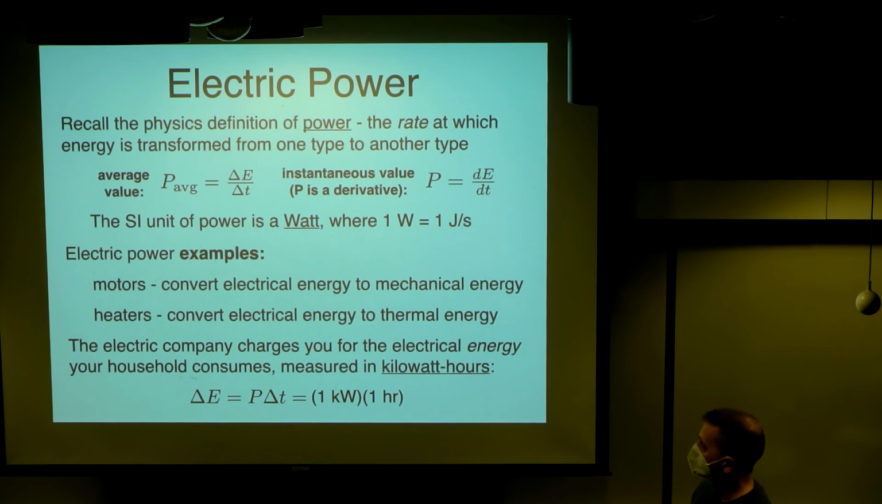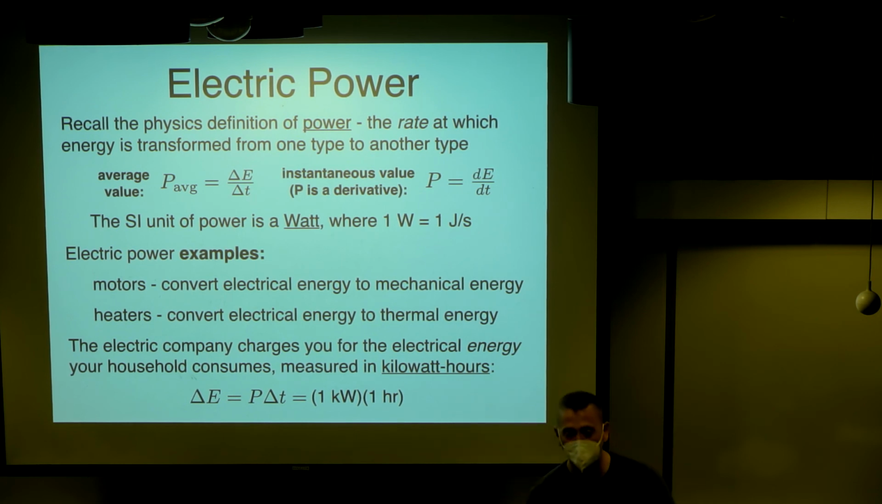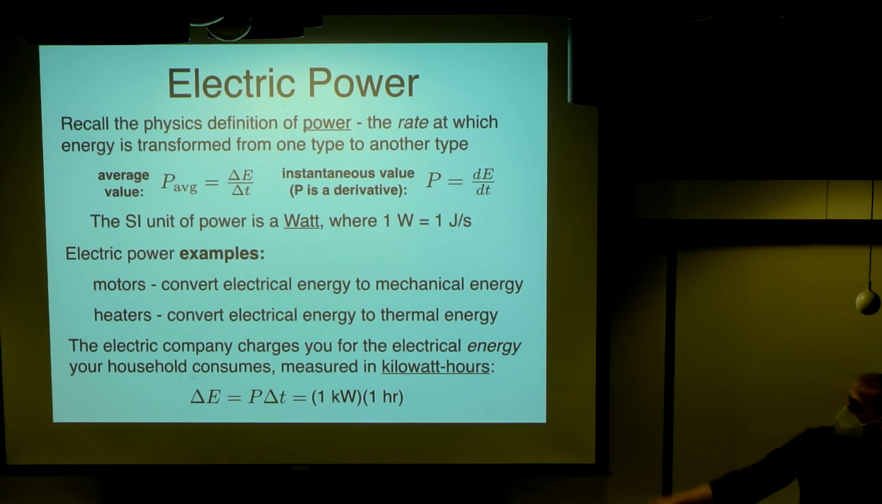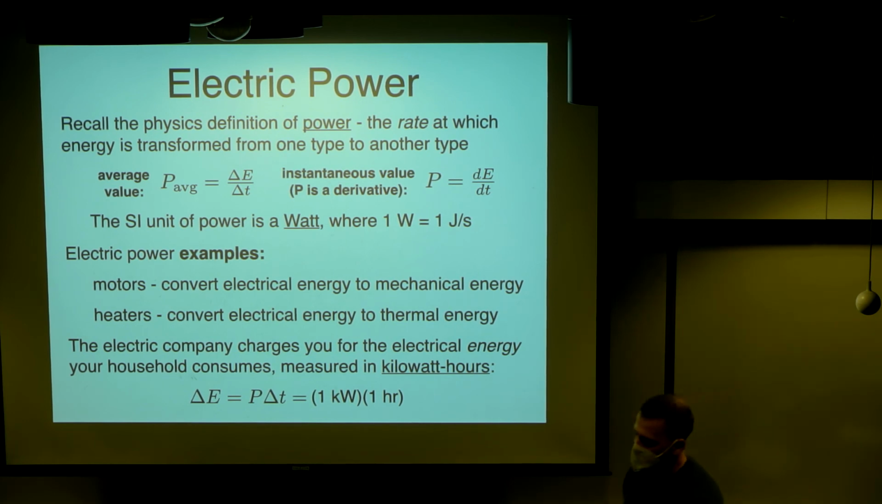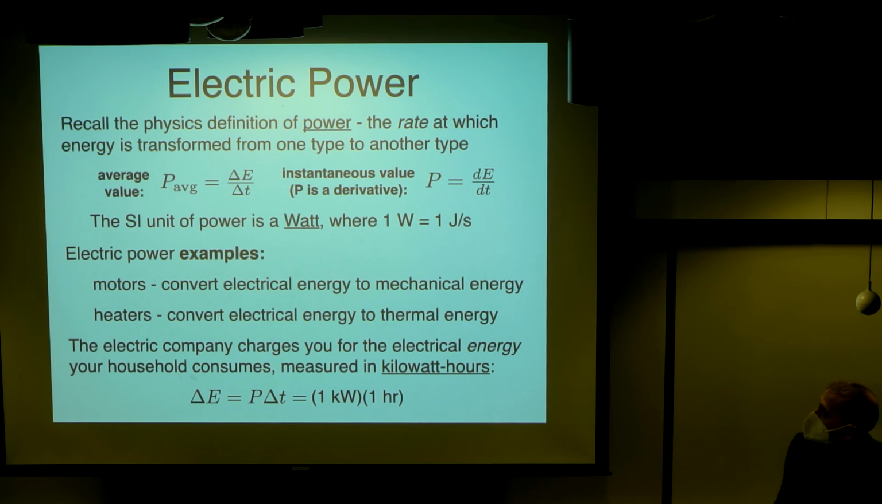So, if we were to take this to be an average value, so what is the average power in some time interval, delta t? We would take delta E, the total amount of energy transformed in that interval, divided by delta t. But if we were to take the limit where delta t goes to 0, then we'd be talking about the instantaneous value of power. So what is the rate at which energy is being consumed right at some instant in time, as opposed to an average over many different times? That's given by dE/dt, the derivative of energy with respect to time.